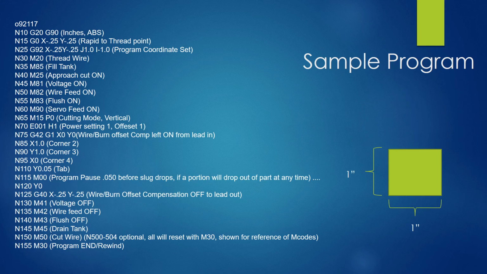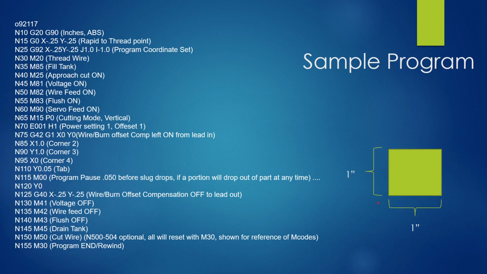So here's our program. We have an O number, just like everything else. And our safety line is a lot less involved than others because we don't have canned cycles. We don't have all that kind of stuff. So we're just doing a G20, G90. We're setting it for inches in absolute. Then I'm rapiding to a 1/4 inch off the bottom of this part.